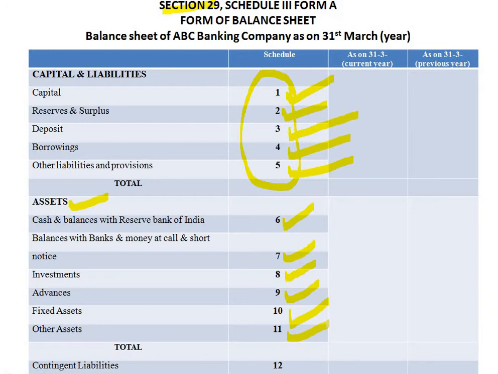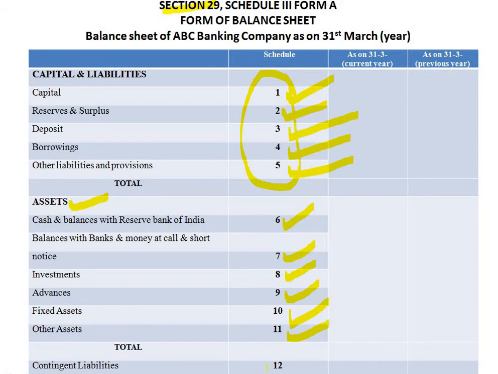The total of these 6 is equal to total assets. Okay, the total liabilities is equal to total assets. The liabilities form 5 schedules, 1 to 5, and assets are considered from schedule number 6 to 11. Totally 6 schedules come under the asset side.